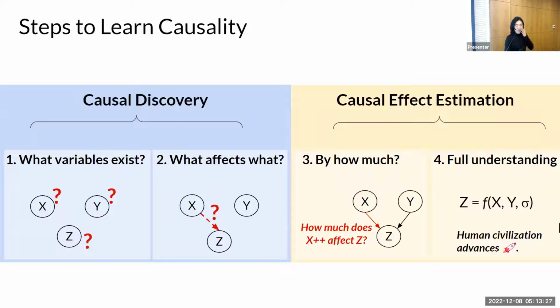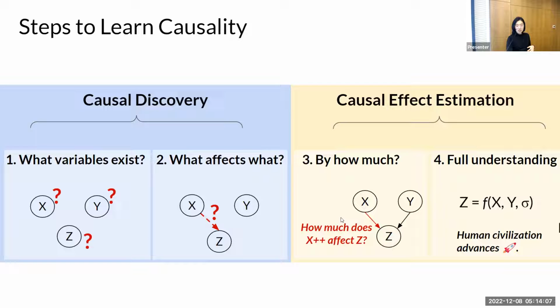So first we will have an overview about the steps to learn causality. As we might see from the previous graphs, the actual steps by which scientists, even in natural science domains, discover causality are as follows. First, they try to understand which variables are of concern in this setting. Then the second step is to understand what affects what, namely form the graph with directed edges. And all of these fall into the area of causal discovery.